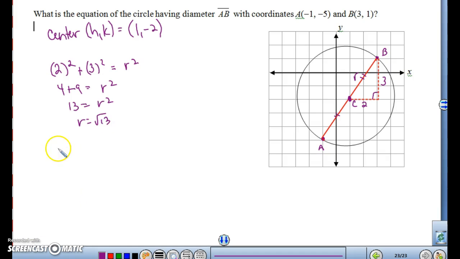So the equation is going to be x minus 1, quantity squared, plus y minus -2, which makes it plus 2, quantity squared, is equal to r squared. Well, r squared is right there, it's 13. So that is the equation of this circle. You need to know the center and the radius, and you can write the equation of any circle.